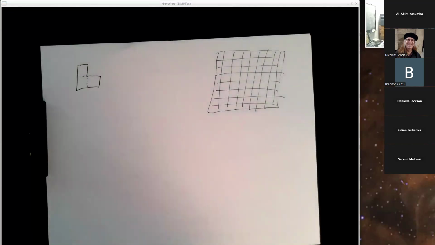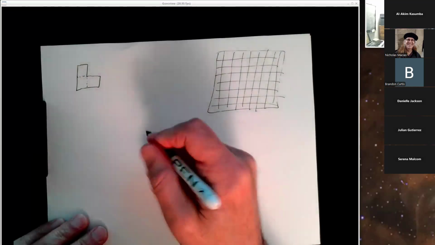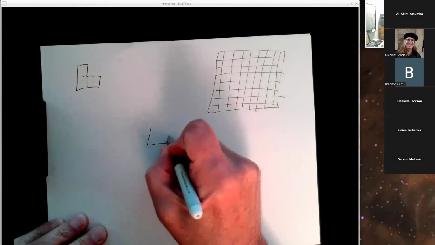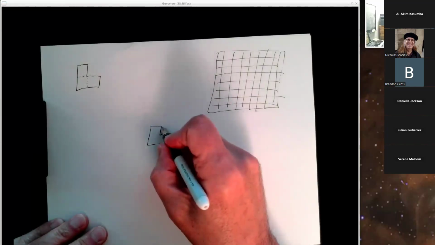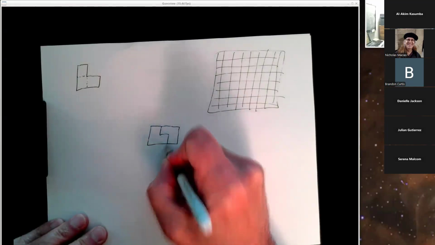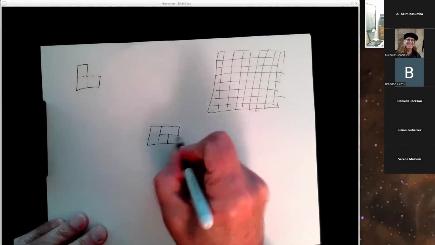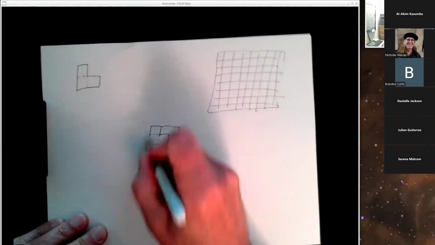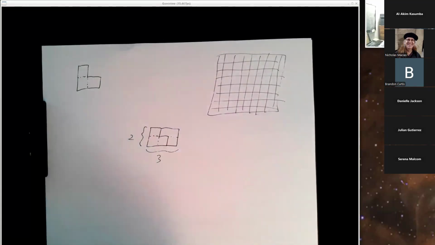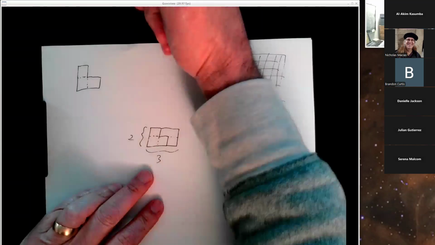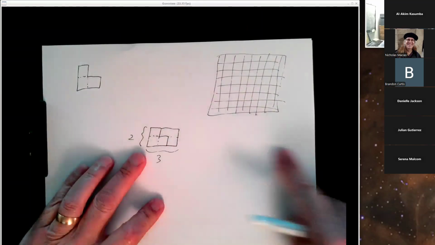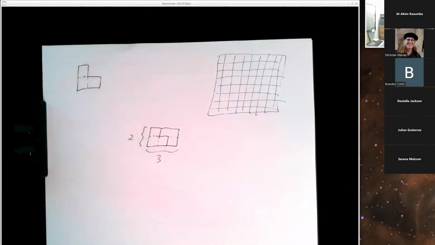Now, in some cases, sure. If your floor happened to look like this, where it was 3 by 2, a really tiny room, yeah, you could use two of these L-shaped tiles and cover it, no problem. And if it was 30 by 20, you could just repeat this 10 times across and then repeat that 10 times up. You could still tile your floor.